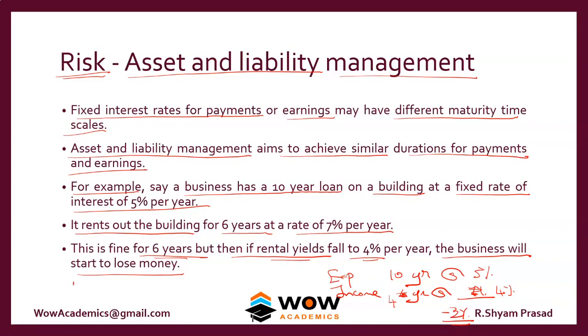So that is called asset and liability management. So what should the company do? The company should enter into a 10-year lease at 7%, or even 6.5% is okay. So the company should effectively enter into a 10-year lease at an interest rate of 6.5%. Then the asset and liability are now matched.